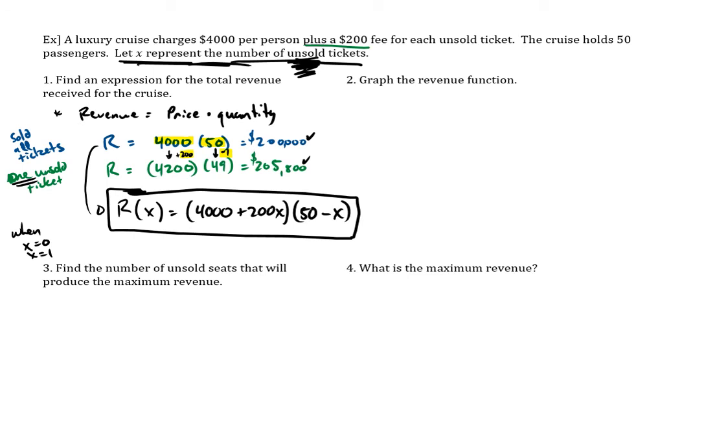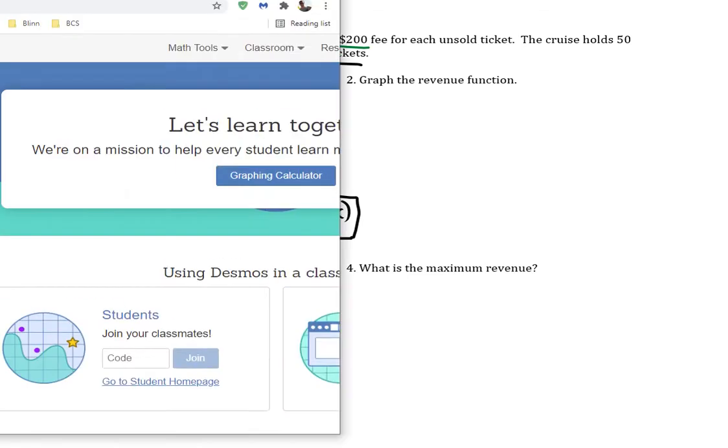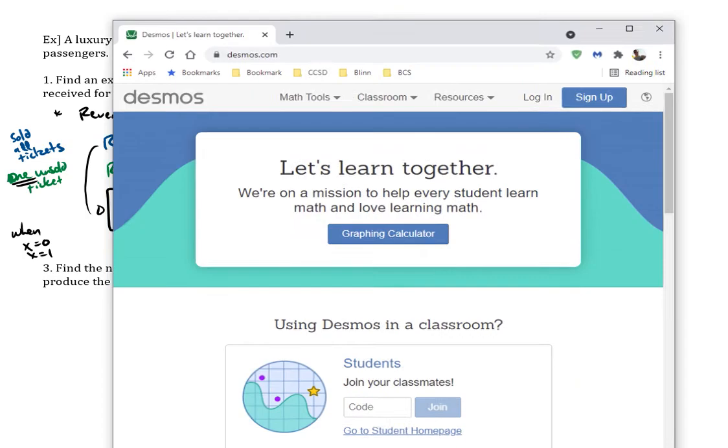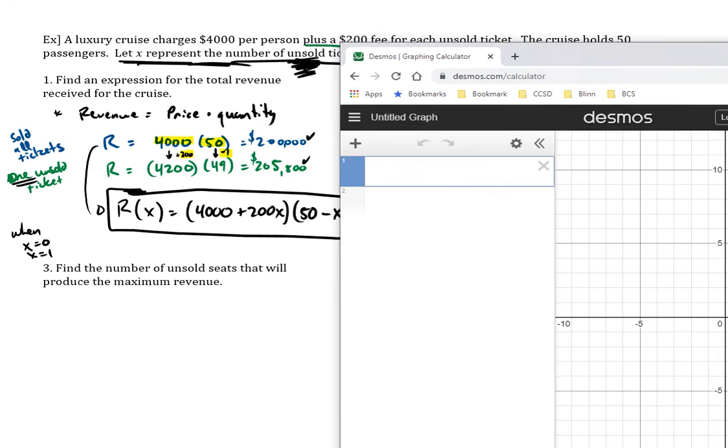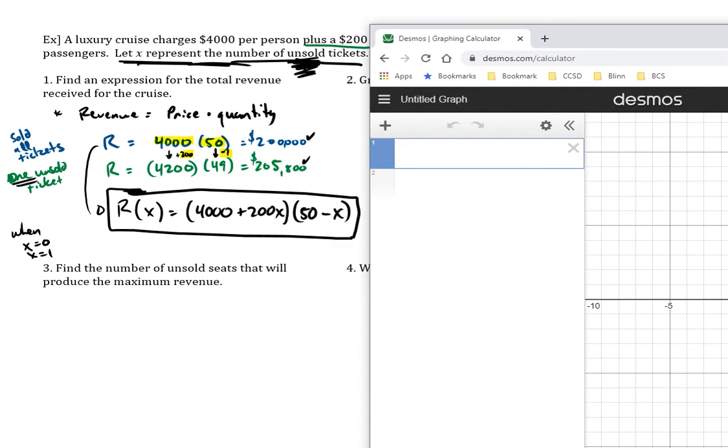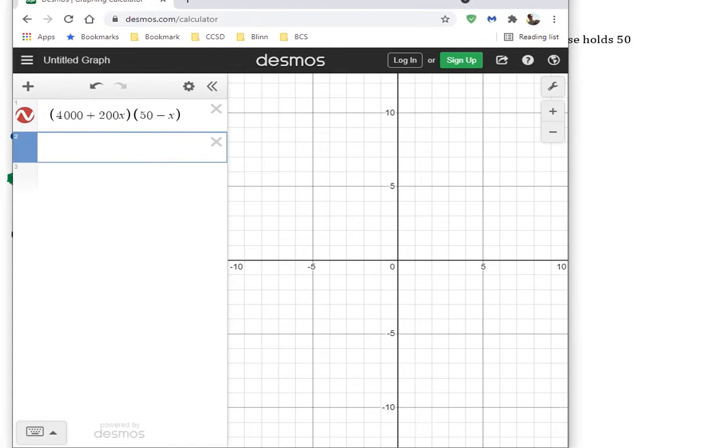Okay, and now that I have this function, now's where I'm going to go to my graphing calculator. So I'm on Desmos, and I'm going to type that in. Okay, so it's 4,000 plus 200x times 50 minus x. Oops. And there we go. Okay, so there it is.